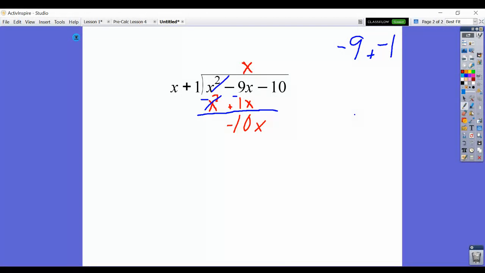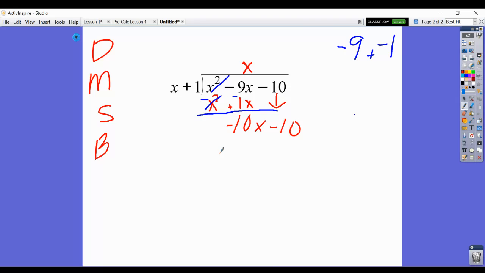So I have just done divide. That's how I got the x. I've multiplied. That's how I got my x squared. I subtracted. That's how I got my negative 10x. And now I bring down. So I'm going to bring down my negative 10. And I'm going to start the same process over again, asking myself, you can think of it as a division problem as well, or a multiplication problem.